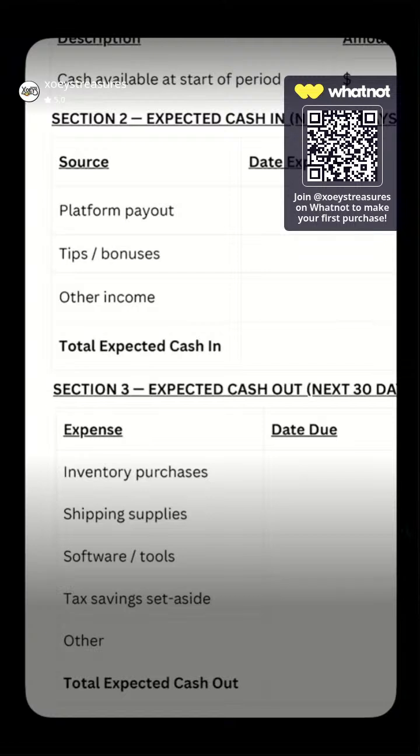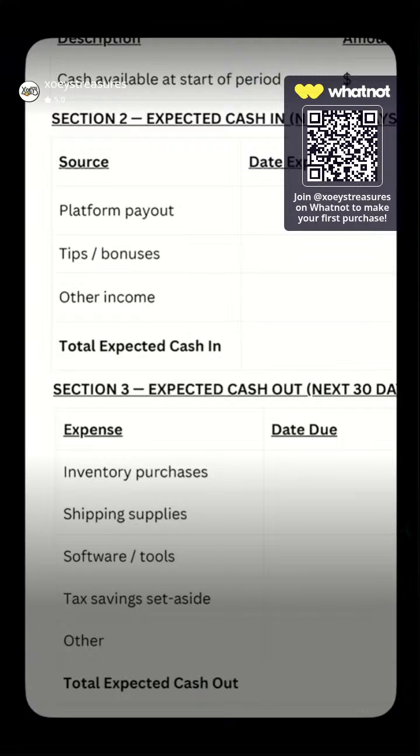And other income. Maybe you're doing Facebook Marketplace and getting some cash money coming in and it's not a platform payout. So you're going to put in the date expected and the amount of all of those and add it up to get your total expected cash in. Now we're taking that flow that you just did and putting numbers to it. So this is the second part. You're just looking at movement and now you're actually assigning some real numbers behind it to make sure that you didn't miss any gaps and that you're going to be okay.